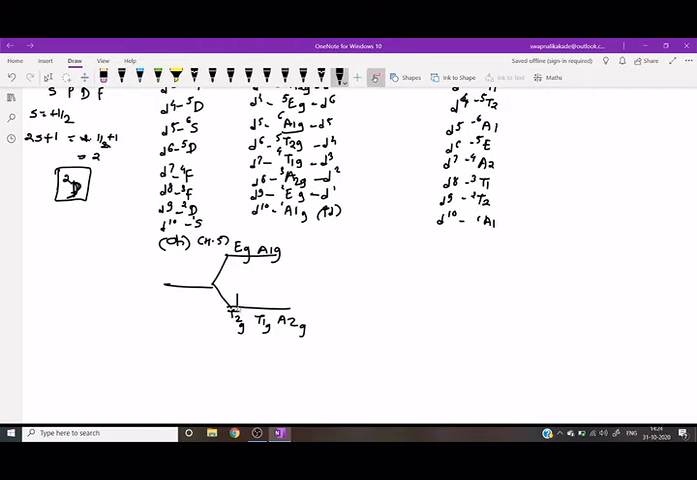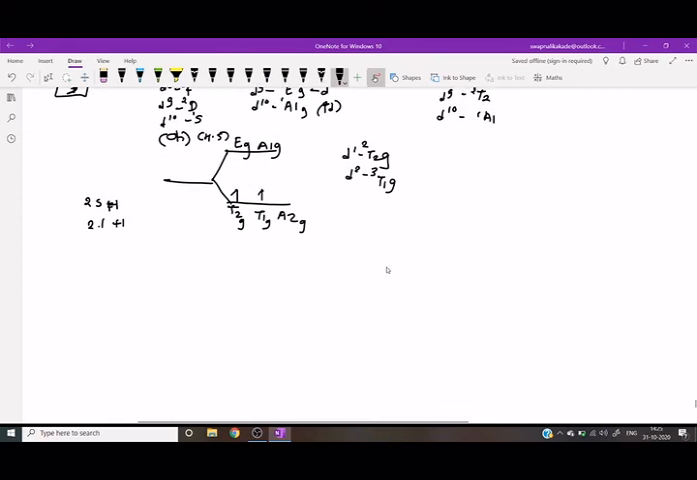For D1 electronic configuration, the electron goes in the T2g orbital, therefore the symbol for D1 is T2g. The spin multiplicity: the electron is 1, so the spin is 1 by 2, and the spin multiplicity is 2. For D2, the electrons go in T1g, therefore the symbol is T1g. The S value is 1 by 2 plus 1 by 2, which is 1, so the spin multiplicity is 3. Let us check.